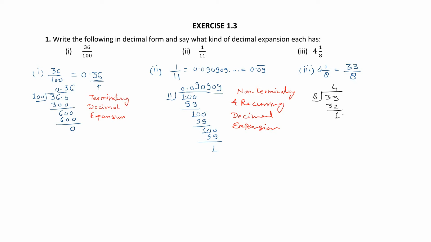The remainder is 1. 8 times 1 is 8. The remainder is 2. 8 times 2 is 16. The remainder is 4. 8 times 5 is 40. The remainder is 0. So here it is again terminating. So here what we get is 4.125. So after 3 digits of division, we get the remainder as 0. So we can say its decimal expansion is terminating decimal expansion.